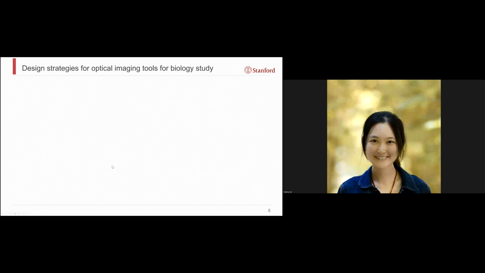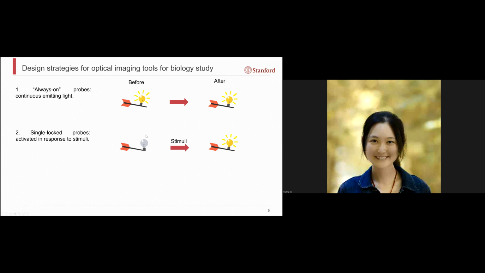So what we think is that what I have been discussing is called an always-on probe. That means these probes are always giving the signal before and after they encounter the target. So this could lead to some unspecific signals, and it also doesn't give you much information on the activity of the bacteria. So there's also another type of probe called a single-lock probe. They can only be activated and give out the signal when they encounter the stimulus.